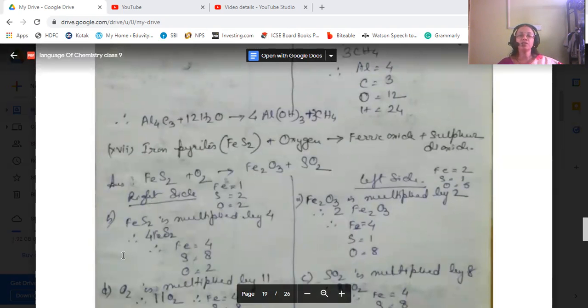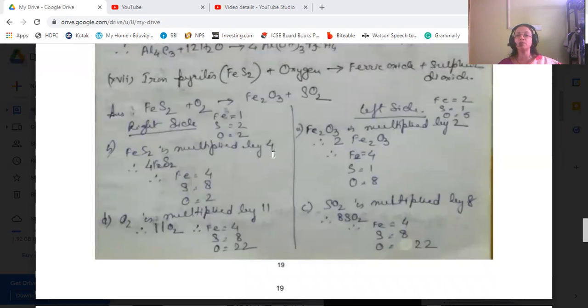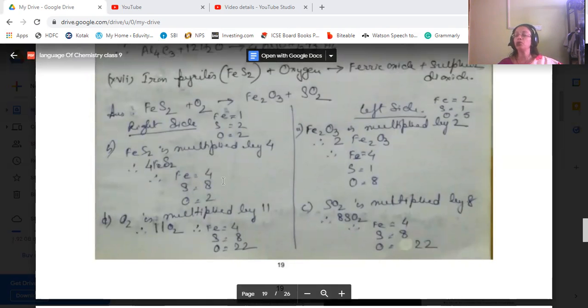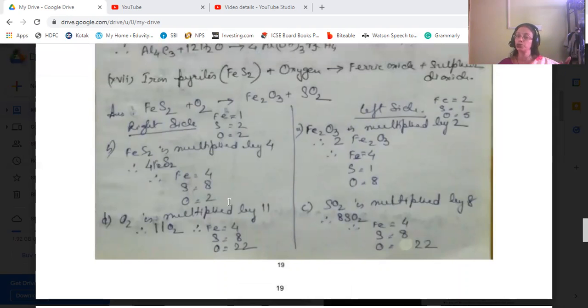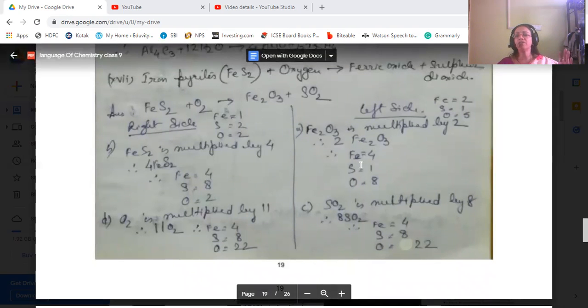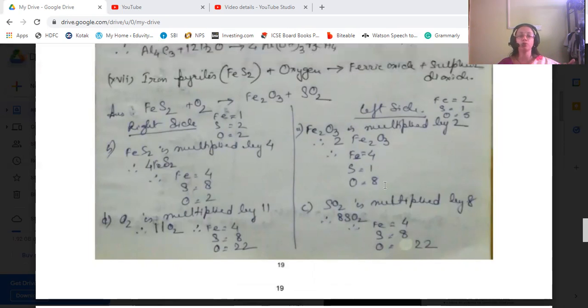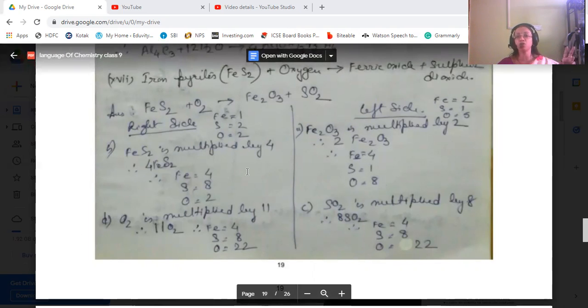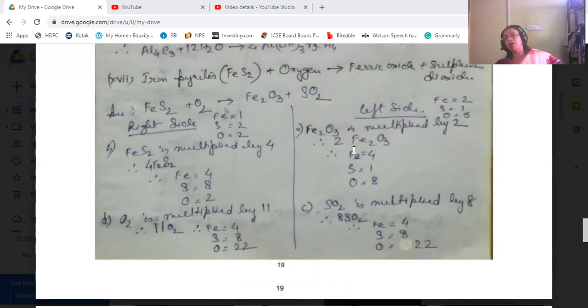Okay. So first step we do is FeS2 is multiplied by 4. So it becomes 4 FeS2. Therefore, on the right hand side, we get Fe is equal to 4, S is equal to 8, O is equal to 2. Okay. On the left hand side, Fe is equal to 4, S is equal to 1, O is equal to 8. Okay. First, Fe2O3 is multiplied by 2 and then FeS2 is multiplied by 4. Okay, so when it is multiplied by 2, it becomes Fe is equal to 4, S is equal to 1, O is equal to 8.